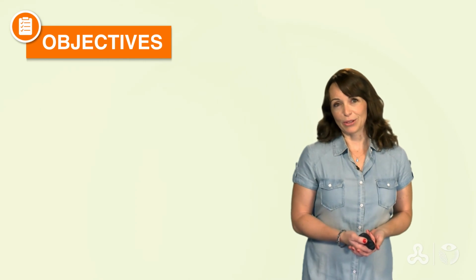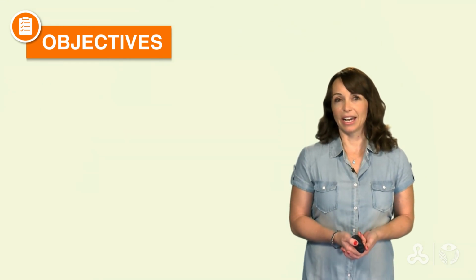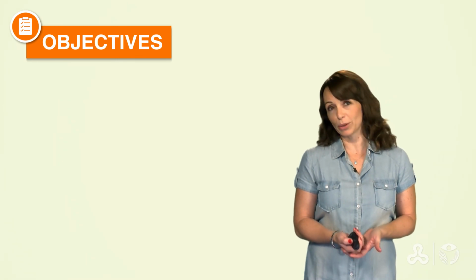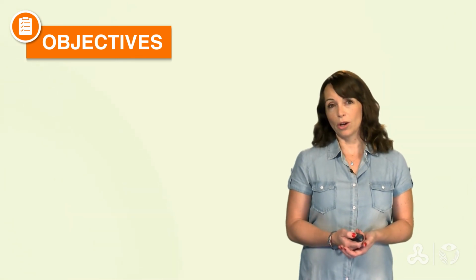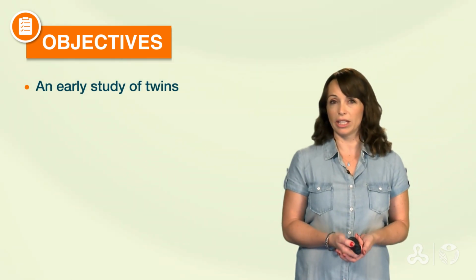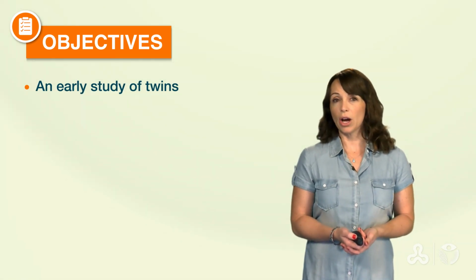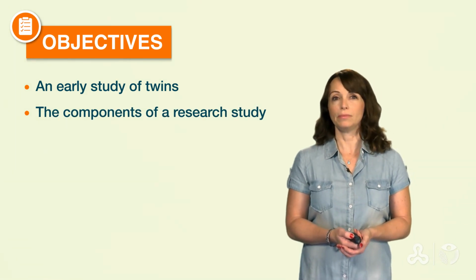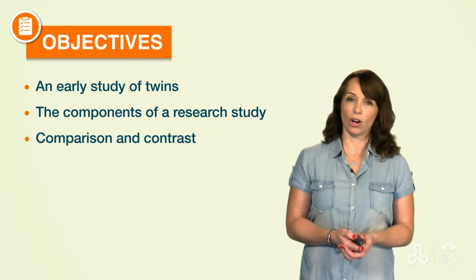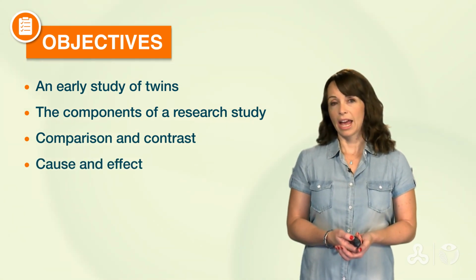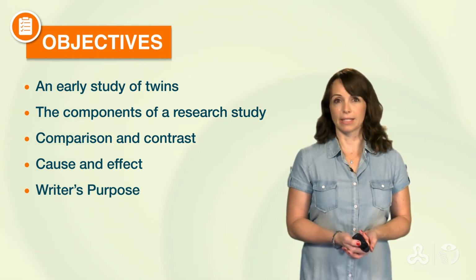So now let's go to our objectives. What are our objectives specifically, okay? So in this text, you will learn about, what are we going to learn about? We are going to learn about an early study of twins. We are going to review components of a research. We're going to look at comparison and contrast, cause and effect, and the writer's purpose.